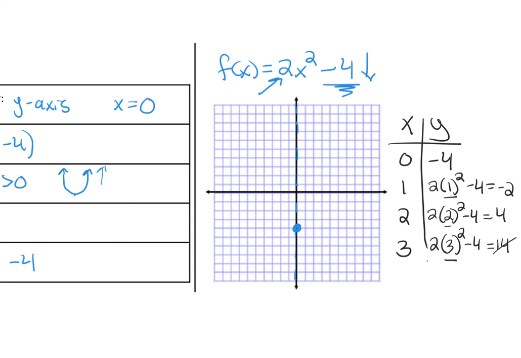Okay, so let's start. 0, negative 4. 1, negative 2. And then reflect it over. Okay, 2, 4. And now reflect that over. And then the last one goes off the graph. So there I have my parabola.